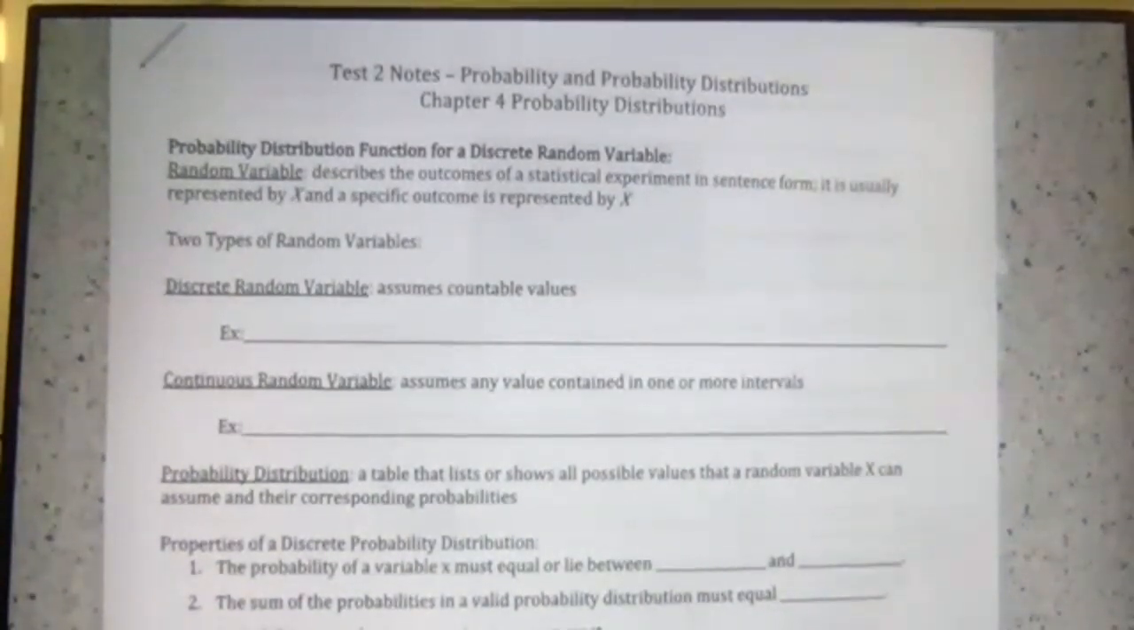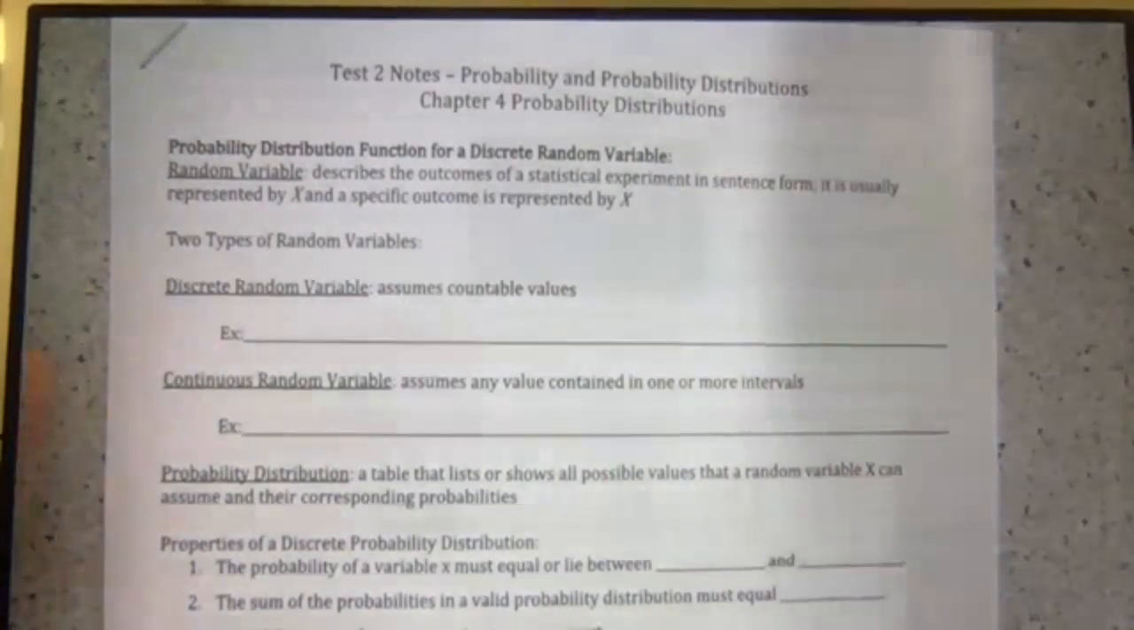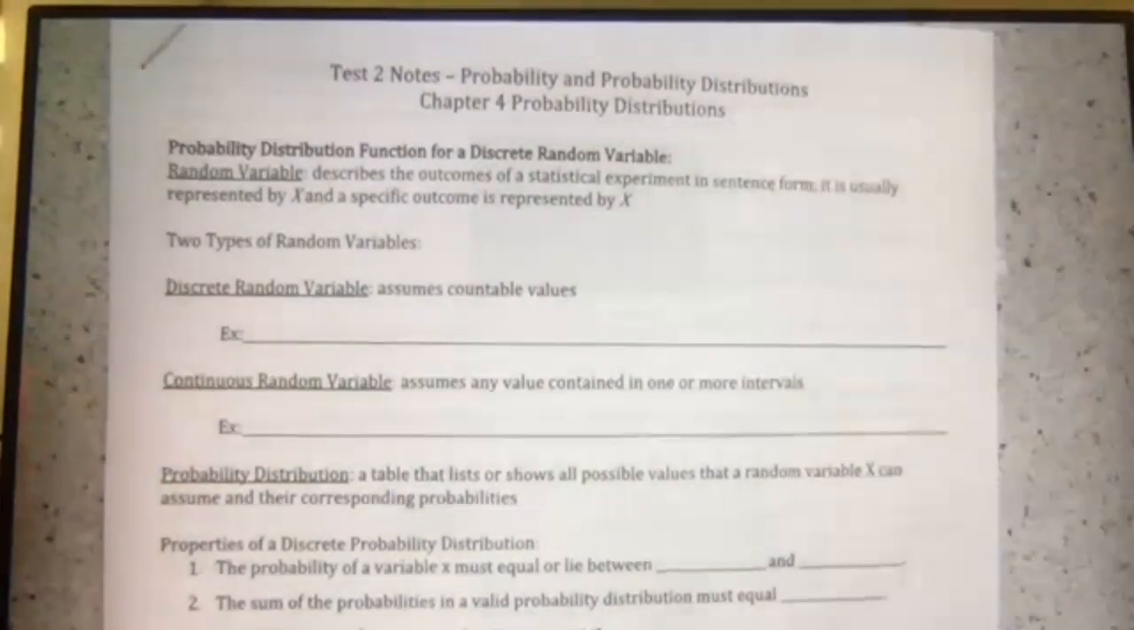The probability distribution function for a discrete random variable. Remember that discrete means countable. Whenever we're talking about a random variable, it describes the outcomes of a statistical experiment in sentence form. It's usually represented by capital X, and a specific outcome is represented by that specific x. So there are 2 types of random variables, just like we talked about before, discrete and continuous. Discrete assumes countable values, so stuff that we can count on our fingers.